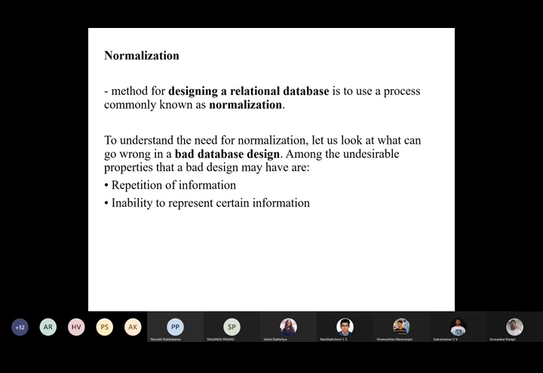To understand the need for normalization, let us look at what can go wrong in a bad database design, right? The characteristic of bad database design is repetition of information, right? So redundancy or repetition of information automatically involves more storage cost, and an inability to represent certain information. We call it insertion anomaly. So I will not be able to represent certain information, right?